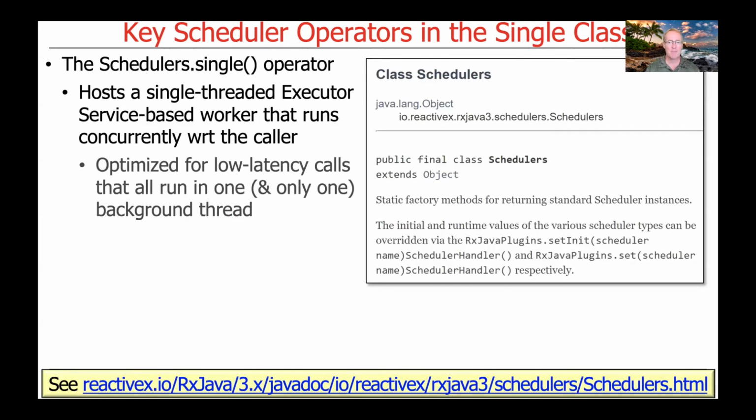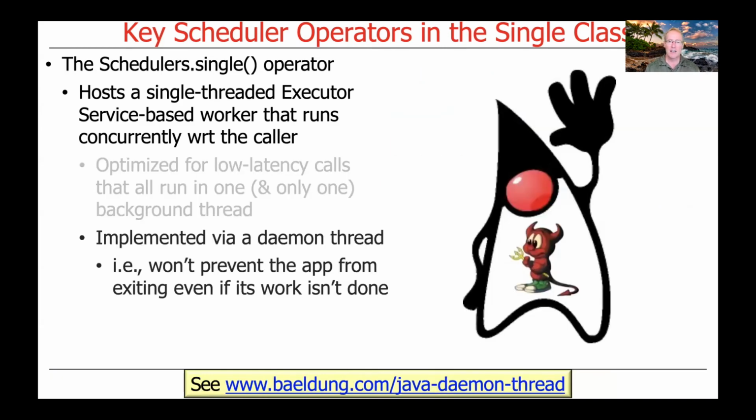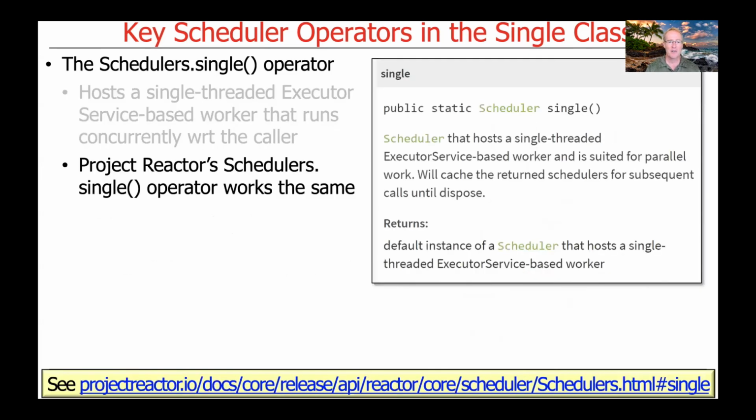Schedulers single is optimized for low latency calls that all run in one and only one background thread. Of course, there are other ways to make new threads, but if you use single, you'll always get back the same background thread. Internally, this is implemented via something called a daemon thread. And what that means is the app won't be prevented from exiting even if work running in the daemon thread isn't finished when all the other non-daemon threads go away. That's essentially the semantics of daemon threads.